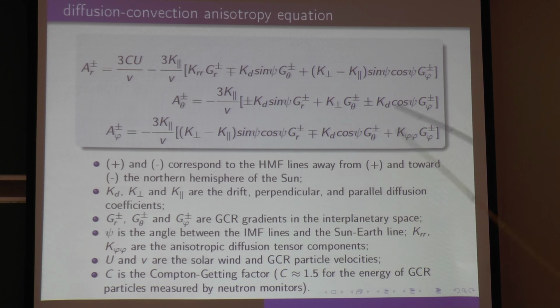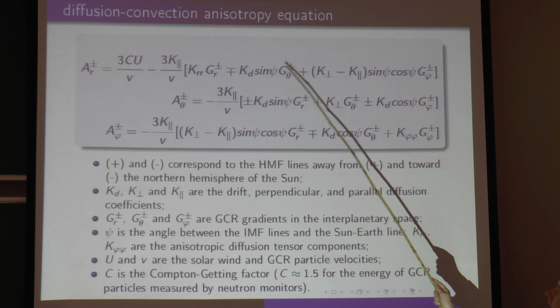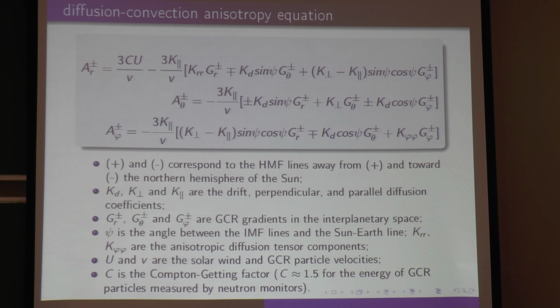We get rid of these terms. We have only two gradients, the gradient in r and in theta, and K. We perform many assumptions. I will show you our paper. It is about 20 pages, and it is not so easy.